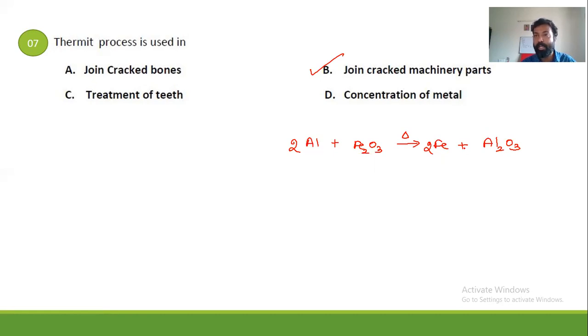If you use aluminium, we call it the aluminothermite process. We reduce hematite, Fe2O3, into iron, and that gets joined in between the broken rails, and you can join those broken rails. That's what it is used for, to seal railway tracks and machineries. This is what we call the thermite process, student. So for the seventh question, option B is the right answer. It's an easy question; one can understand it without any difficulty.